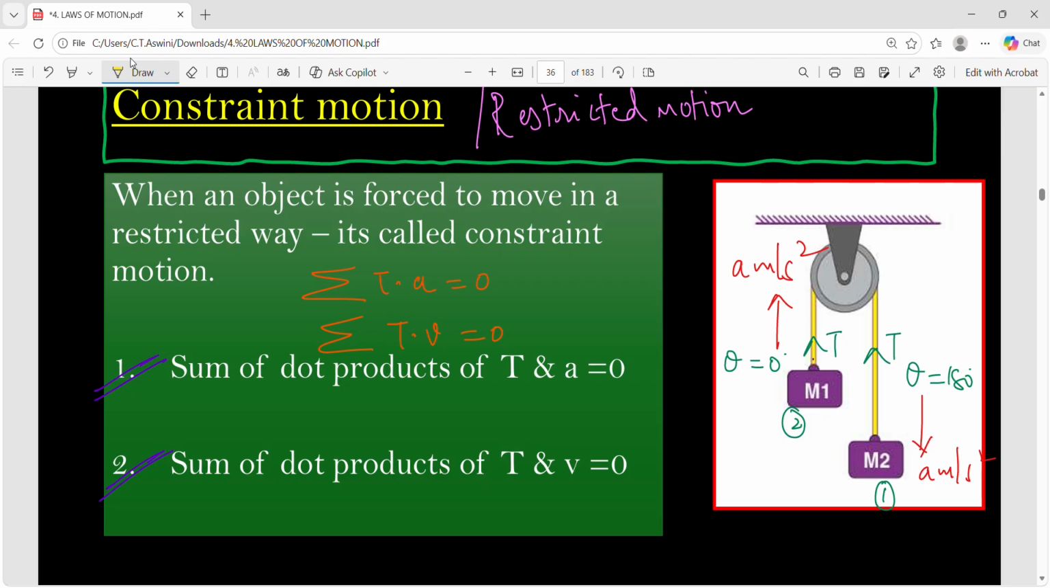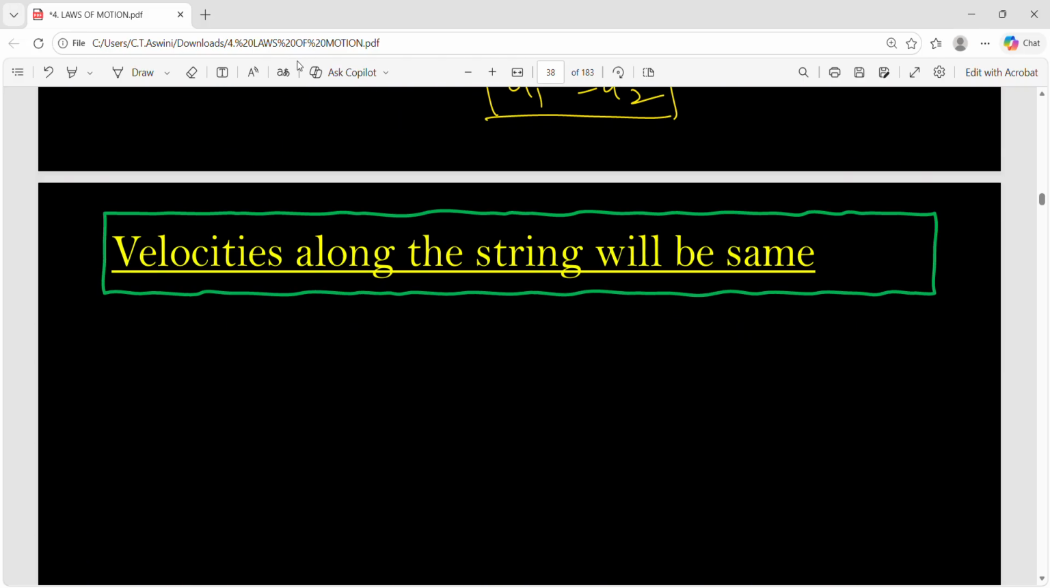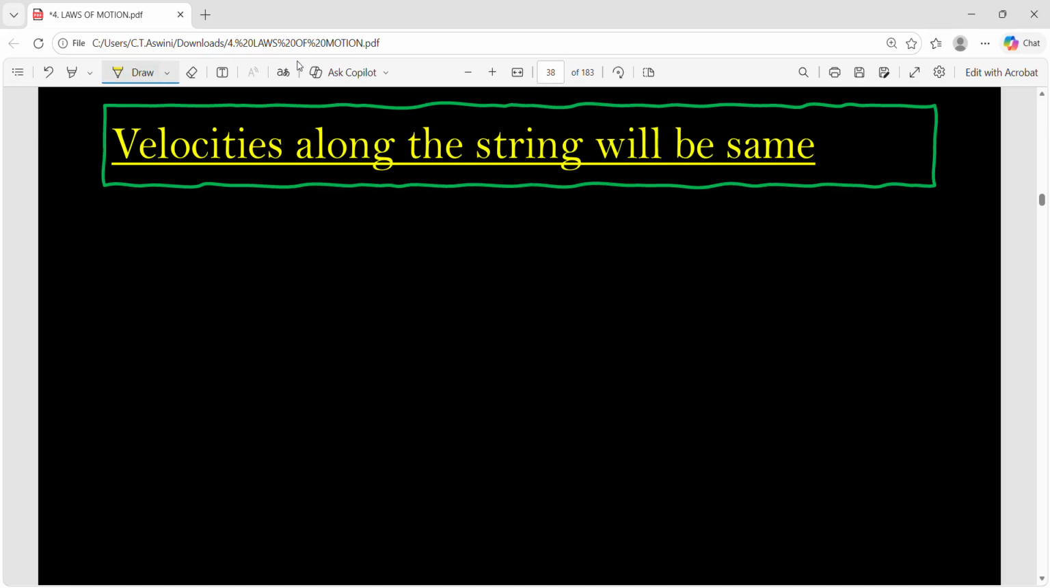Okay. But in the problems, here we are proving, but in the problems, these concepts are really important. Point 1 and point 2. Using the T dot A, T dot V, we can find out the unknown accelerations, unknown velocities, or tension in the rope. So they are really helpful in some problems. So remember them. Clear?